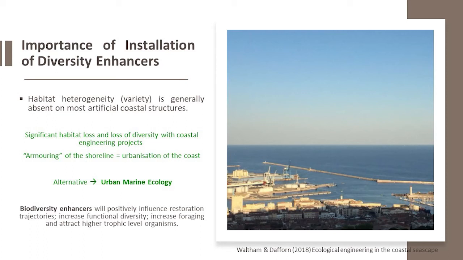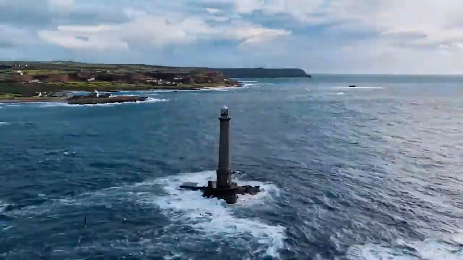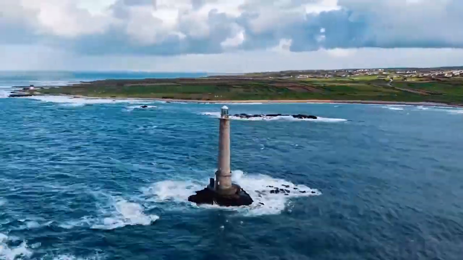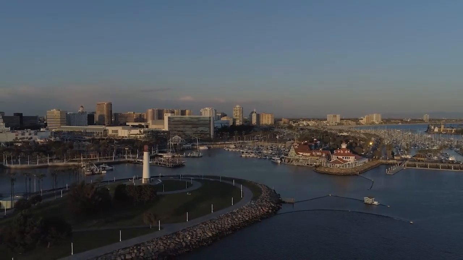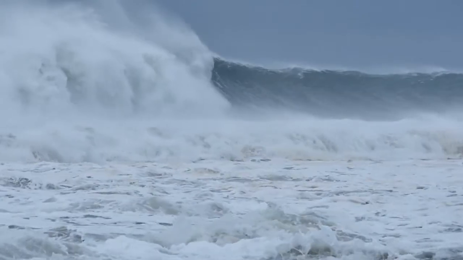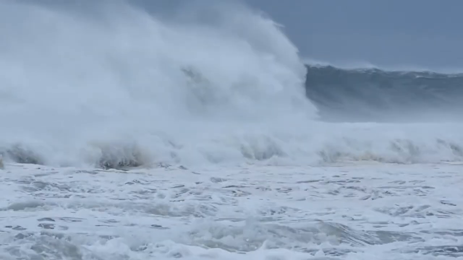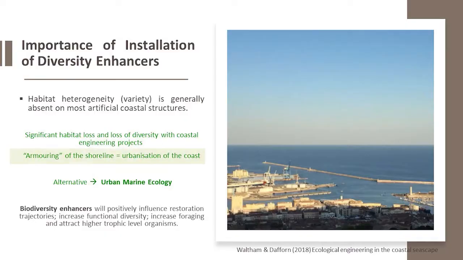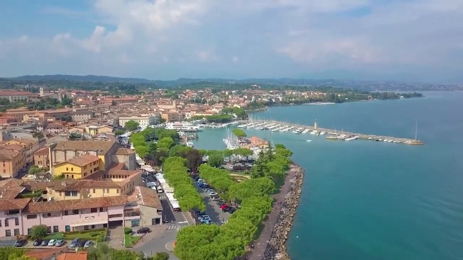Importance of installation of diversity enhancers. So again, we're thinking about coastal infrastructure in this instance. Habitat heterogeneity, which is the variety of habitat, is generally absent on most artificial coastal structures. So engineers focused on designing coastal structures that don't fall down, withstand the waves and storms, and basically go for smooth, straight lines. And it's called armoring of the shoreline, so urbanization of the coast. So we're armoring the shoreline against waves and erosion.